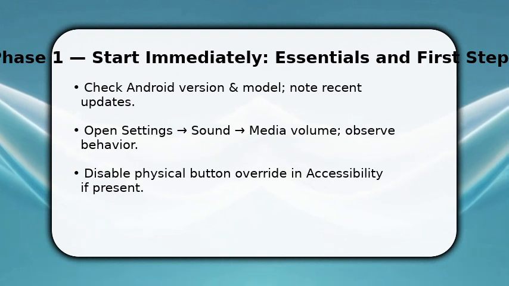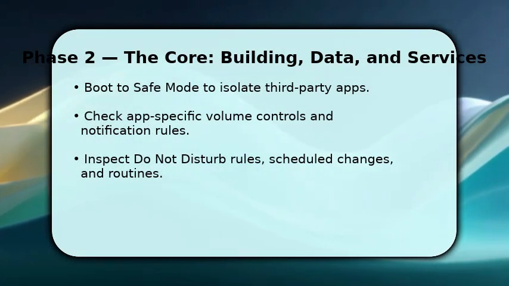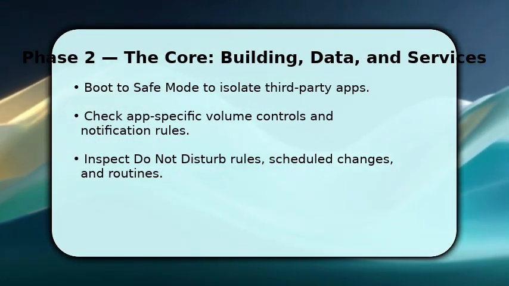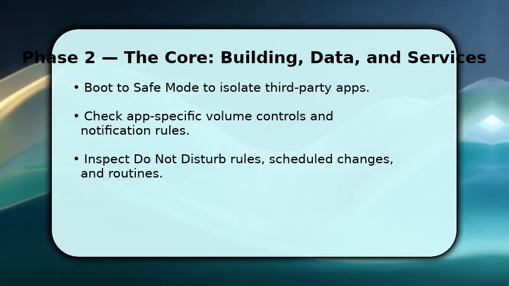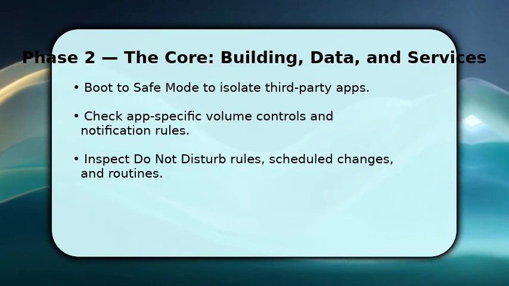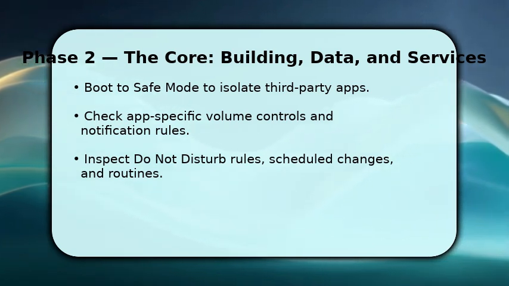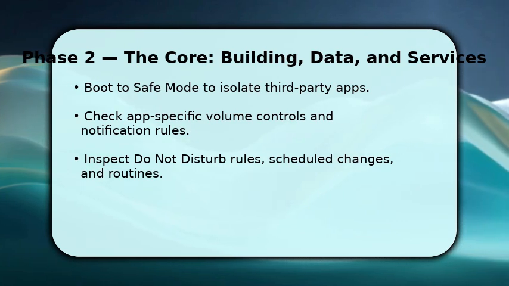That step often reveals the cause. Next, diagnose by booting into safe mode to determine whether a third-party app is changing volume. If the rise stops, an app is the culprit. While in normal mode, inspect any app-specific audio controls. Streaming apps can manage media level independently.